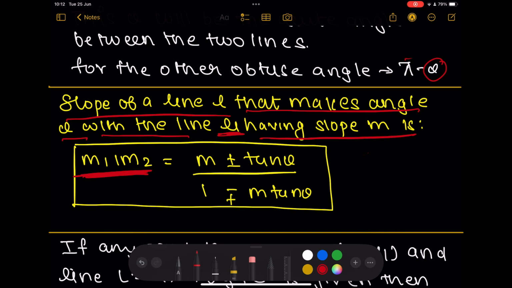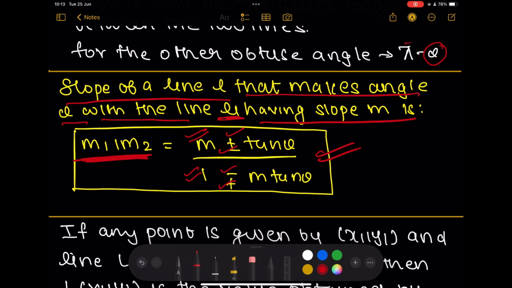Then it will be (m plus or minus tan theta) by (1 minus plus m tan theta). That is, if you use positive above, it should be negative below. If you use negative above, it should be positive below. Clear? And why are these two slopes coming? Because theta can be taken in the clockwise manner, theta can also be taken in the anti-clockwise manner. So please revise this formula and keep this formula in mind.